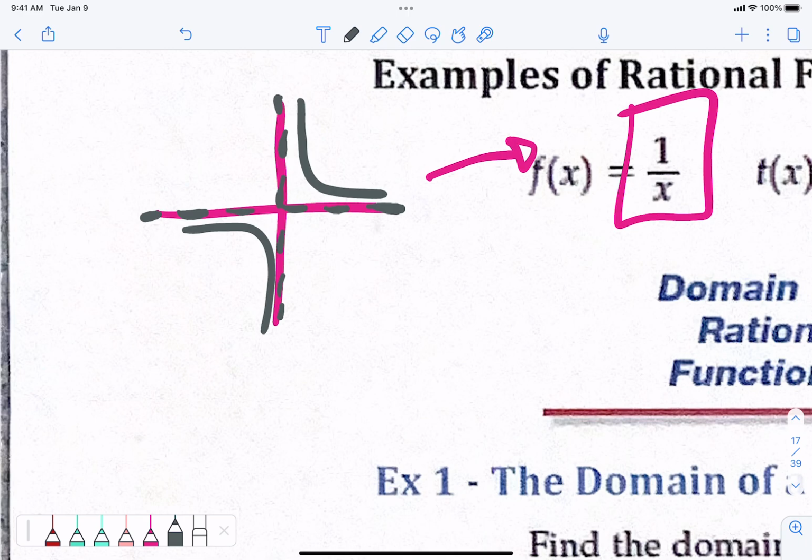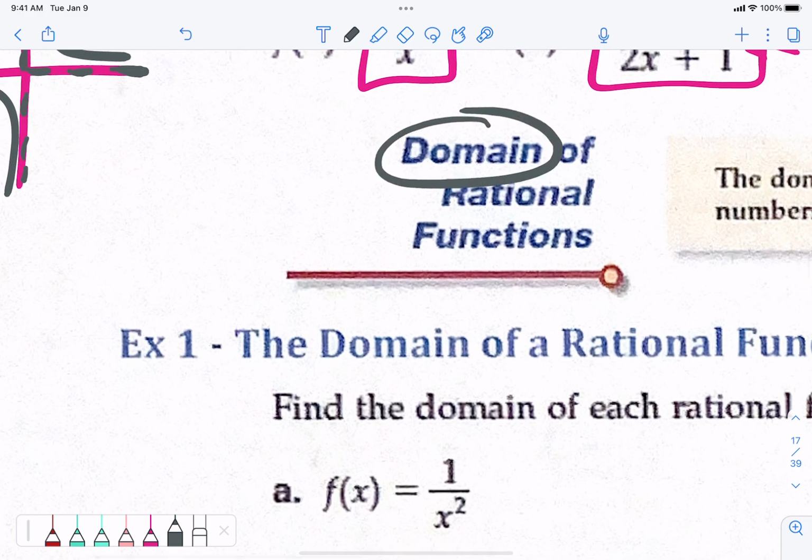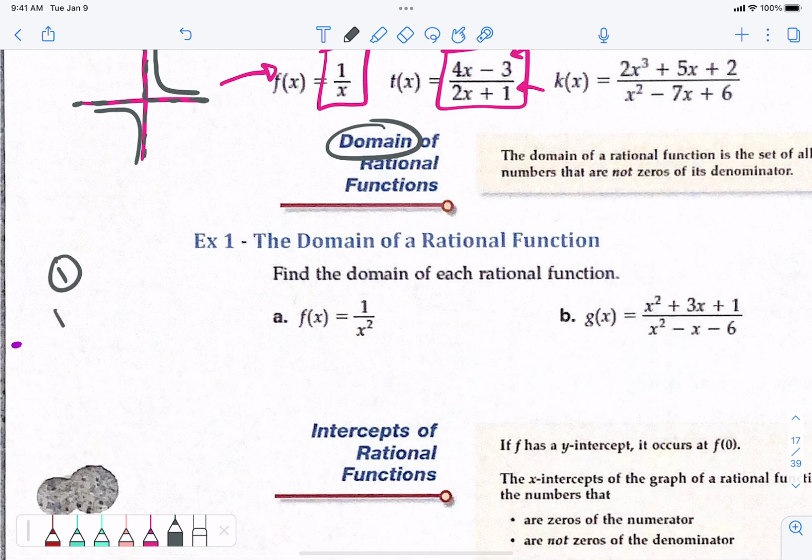Polynomial functions are nice. They don't have any holes or vertical asymptotes or anything like that. Rational functions are not so nice. They do have weird parts of the graph. So we're going to talk about domain first. That's number one. Number one thing is domain.